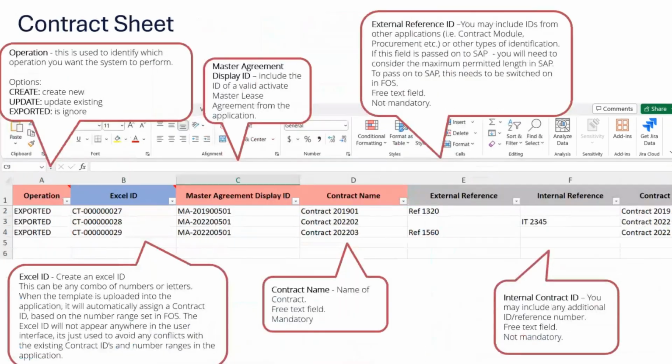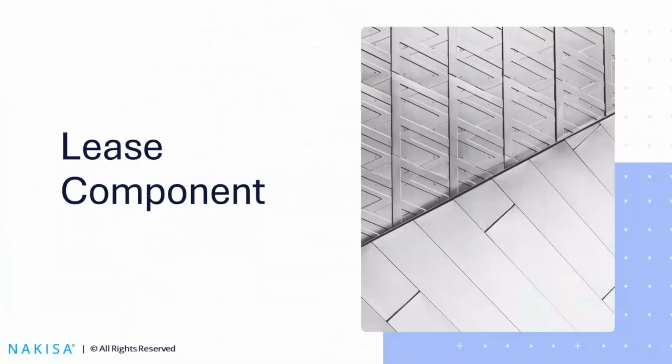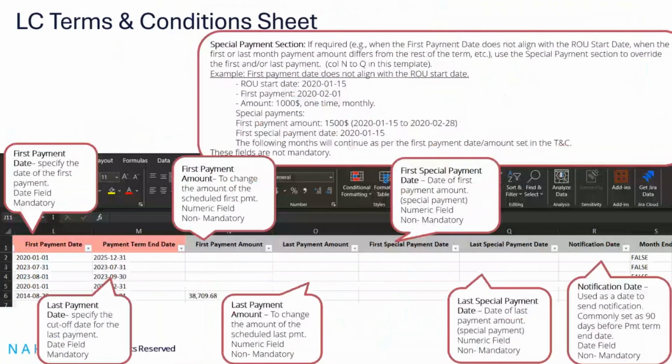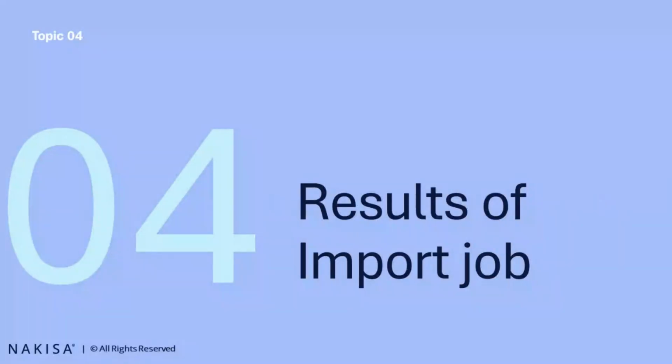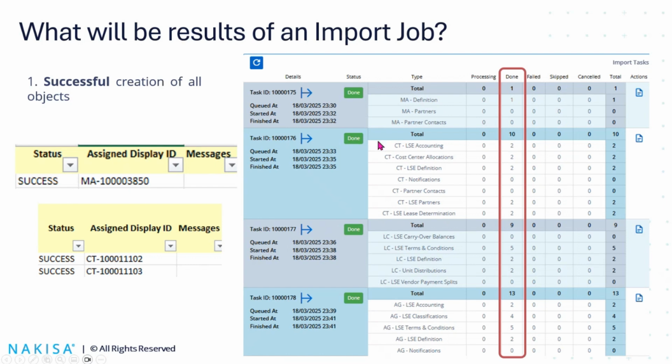And I am skipping through this because we have covered all of this, showing you the different explanations. So now the results of the import job. Under the results of the import job, what can we see? As we just saw, the first would be a successful creation of all the objects. In that case, everything will fall in the column done, as that will be the same as the total, and if you click or download the file, it tells you which assigned display ID is given to each object, which can also be seen on the actions on the right column right here under the import task.